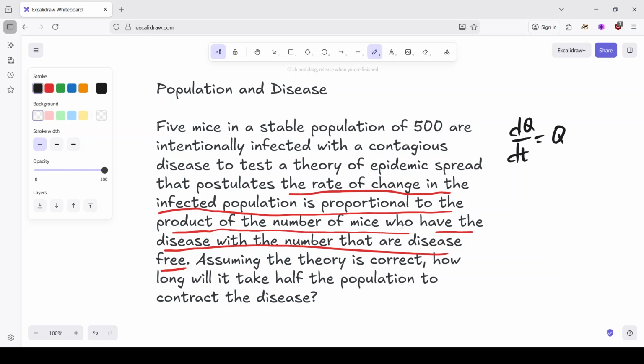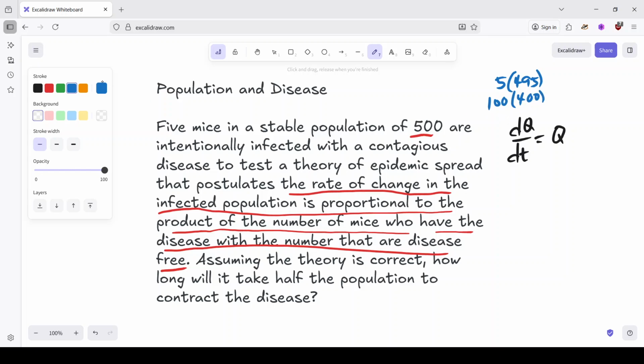So, the product of the number of mice who have the disease with the number that are disease free. So, if originally we have 500 mice, if there are 5 infected, that means there are 495 not infected. So that is what it says here, the product of the number of mice who have the disease with the number that are disease-free. If 50 or 100 have the disease, that means 400 are disease free.